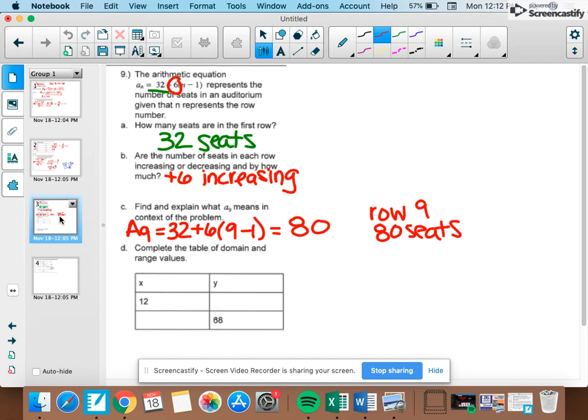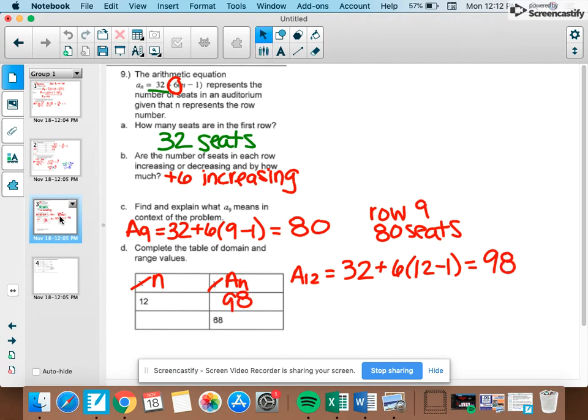Here it says to complete the domain and range values. Remember, x is the same as n and y is the same as a_n when we're talking about sequence problems. So for n equaling 12, I'm just going to find a_12. Again, I'm just plugging in that 12 for n and simplifying. When I plug that in the calculator, I get 98.